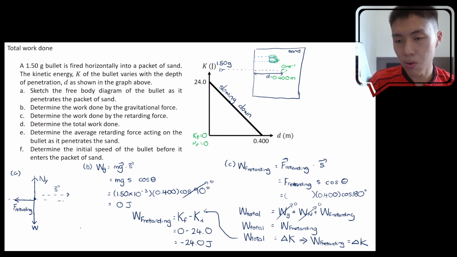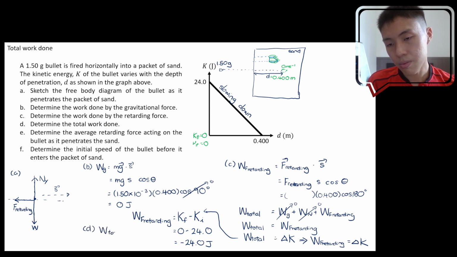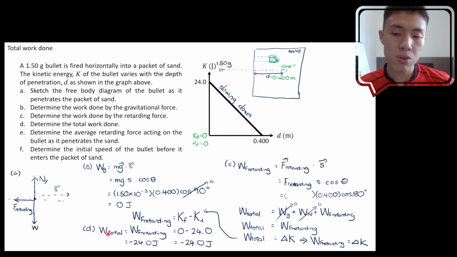And since we know that work total is equal to work F retarding, we can make a statement that work total is actually equal to negative 24.0 joule. It makes sense that our total work done is a negative value, because a negative value for total work done means the change in kinetic energy is negative. Change in kinetic energy being negative means the object is slowing down, which matches what we have said earlier. So we are done with A to D.